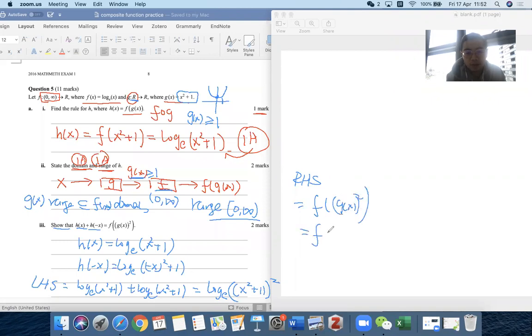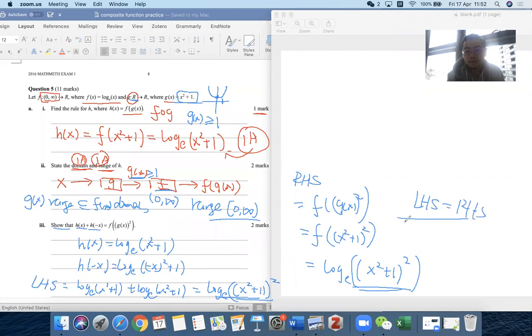So it becomes f, so we make this one square, so it's x squared plus 1, squared. So again, we plug in, it's log e of x squared plus 1, squared, okay? So now we prove the left-hand side equals the right-hand side, okay? So that's why we call it "show that," okay?